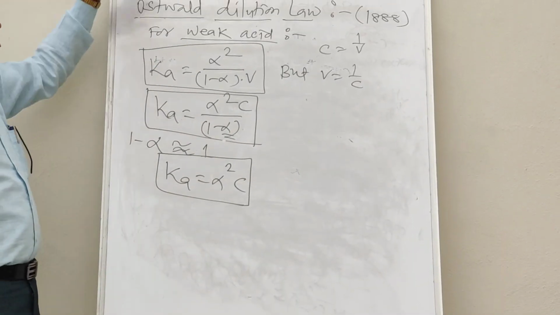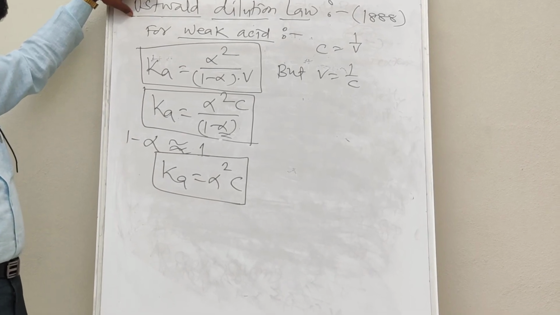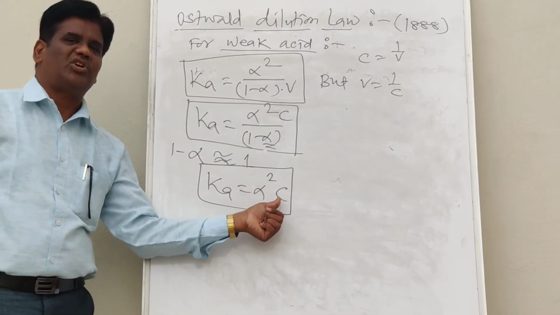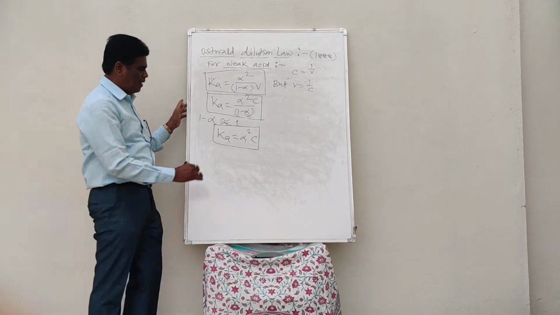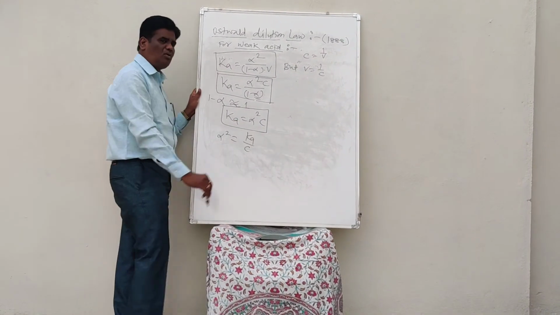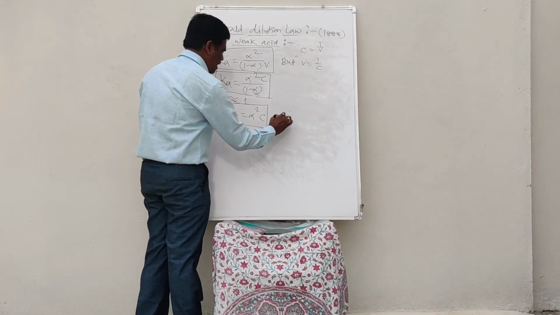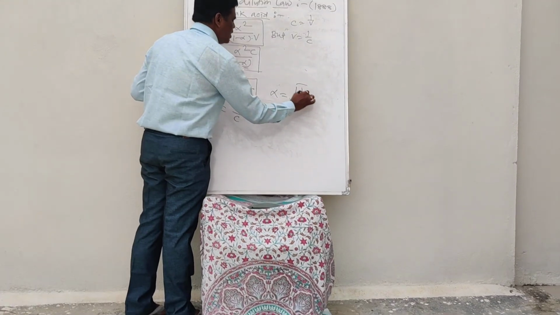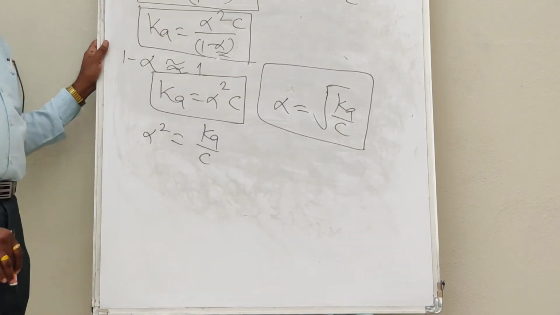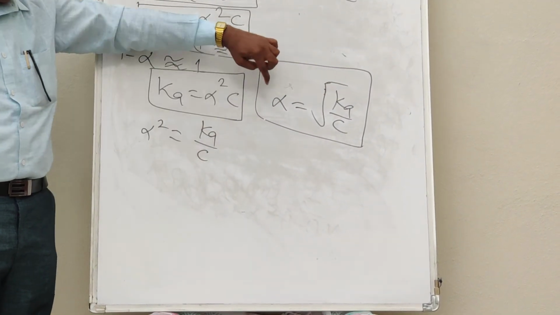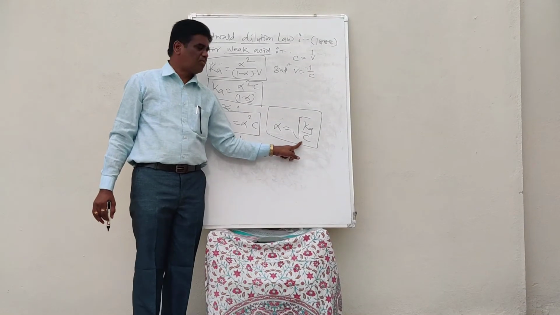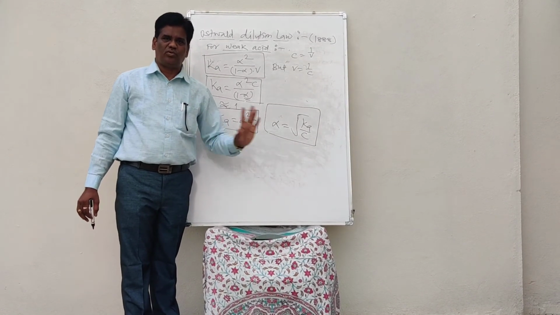But suppose we have to ask, what is the statement of Ostwald dilution law? Basically I say, this Ostwald dilution law shows the relation between degree of dissociation and concentration of the solution. And therefore I write here, alpha square is equal to Ka upon C. And hence you can say alpha is equal to square root of Ka upon C. So this is the relation. From this relation you can say that the degree of dissociation of a weak electrolyte is always inversely proportional to the square root of its concentration in a solution.